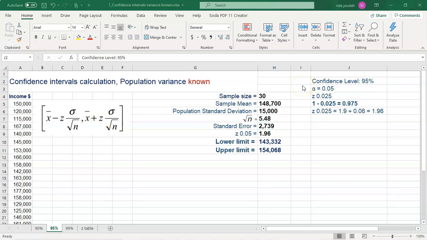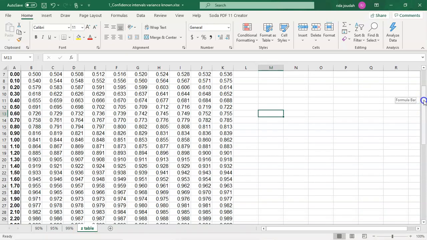We need to calculate the confidence interval when the confidence level is 95%. So that means alpha equal 5% and alpha by 2 is 0.025. So we need to find 1 minus 0.025, which equals 0.975. So this is 1 minus alpha over 2. So let's go to the table to see how to obtain Z value. Click on this sheet and let's find 0.975.